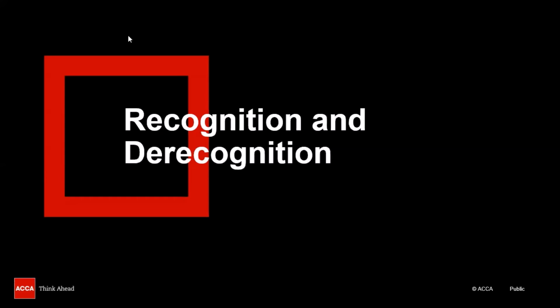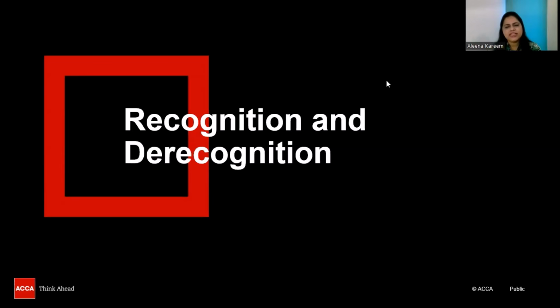Now, coming to the next part, which is related to recognition and derecognition. With respect to recognition and measurement, the first thing that I would like to clarify is that recognition means when and how we are going to pass a double entry, or how we are going to recognize an element of accounting. Measurement, on the other hand, talks about at what amount it should be recognized. So there is a difference between the two.